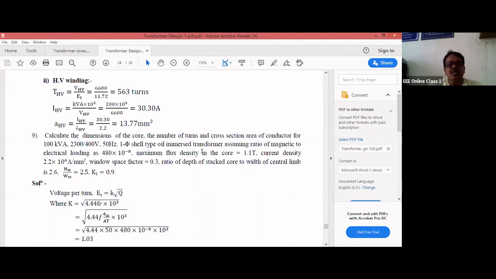So altogether I have done around 9 problems. 4 problems are based only on the core dimensions and dimensions of the window. Another 5 problems are based on the winding details along with the core dimensions. So these 9 problems are more than enough from an examination point of view.